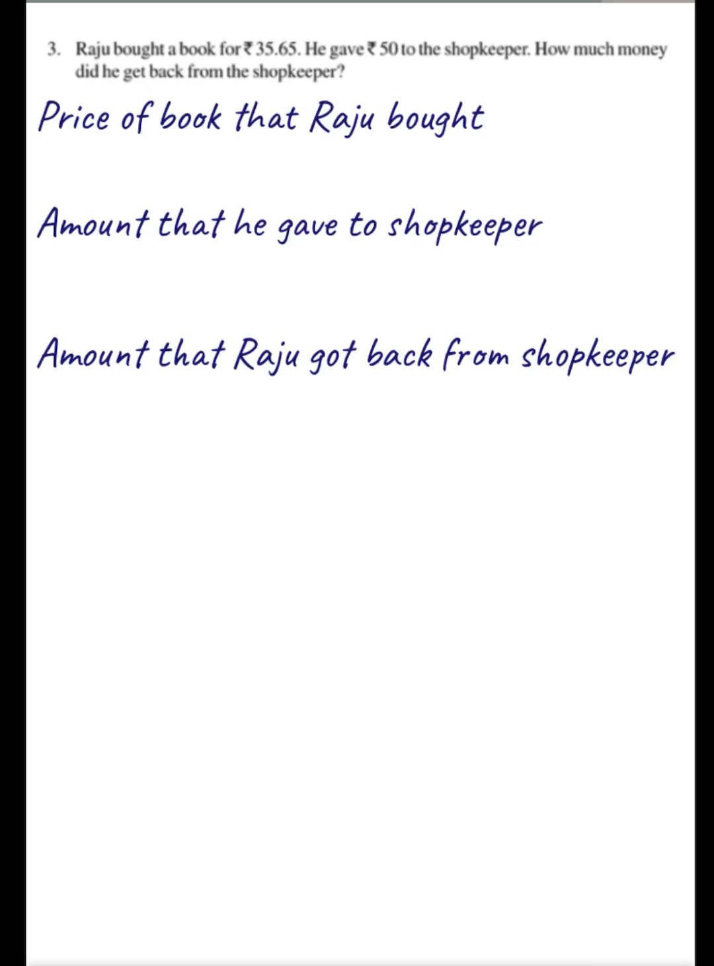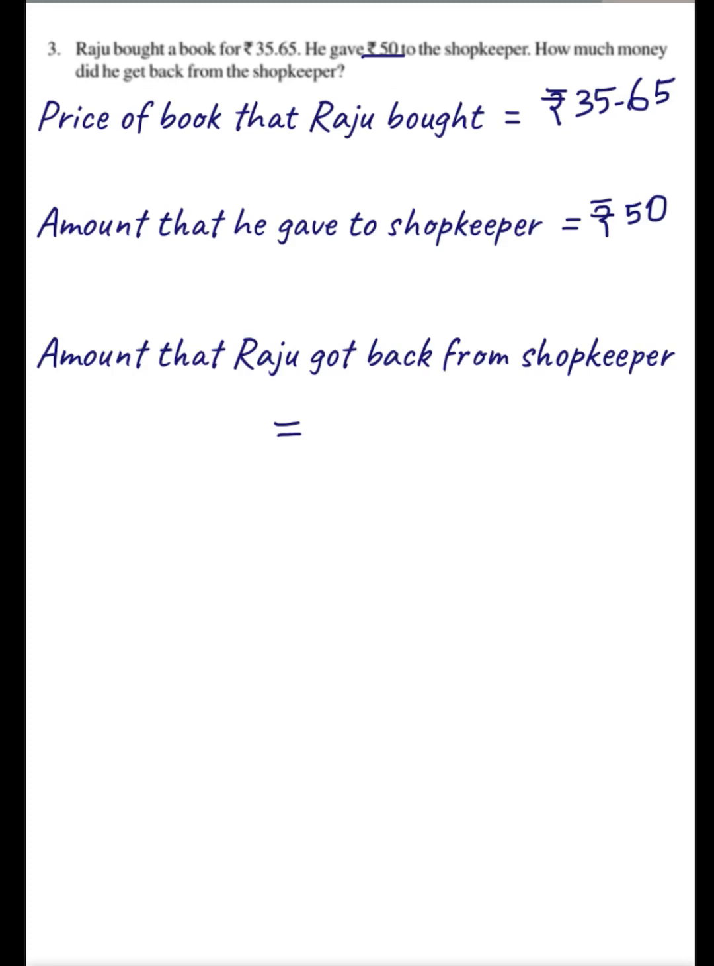So from this question, let's frame the information given. That is the price of the book that Raju bought. It's already given in the question as what? Rupees 35.65. So let's write it, rupees 35.65. Now the next one is the amount that he gave to the shopkeeper, and it's also given as what? Rupees 50. So let's write it as rupees 50. Now we have to find the amount that Raju got back from the shopkeeper.